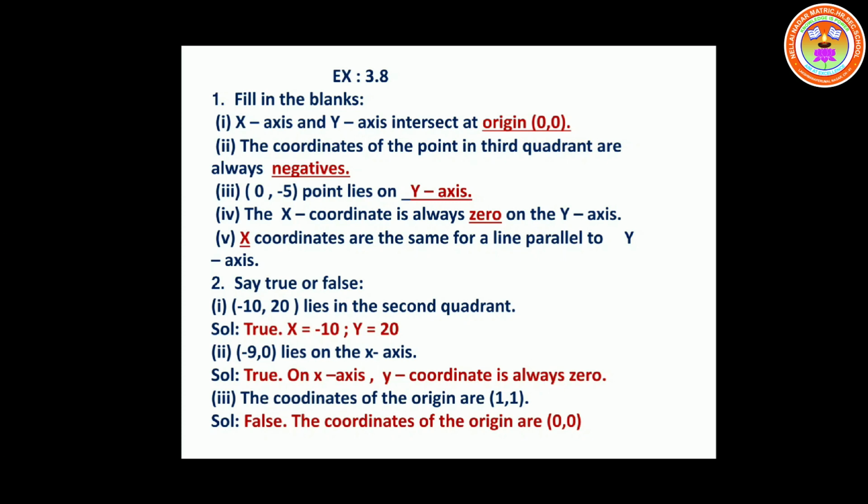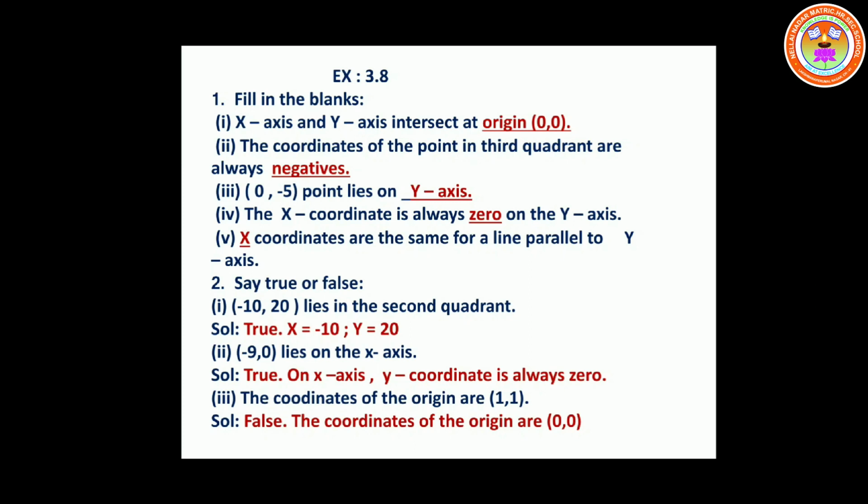Next, the x coordinate is always 0 on the y-axis. The previous sum we did, the step is clearly mentioned here. Always the x coordinate will be 0 on the y-axis. Next, dash coordinates are the same for a line parallel to the y-axis. So what coordinates will be the same for a line parallel to the y-axis? The x coordinates will be the same for a line parallel to the y-axis.